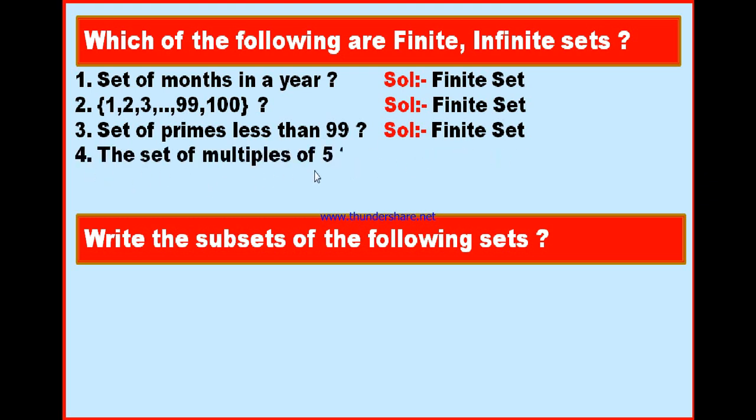And the set of multiples of 5. The set of multiples of 5, if you list out, it may start from 5: 5 ones, 5 twos, 5 threes, you have to write. 5, 10, 15, 20, 25 and so on. There is no end. Therefore, it is an infinite set.